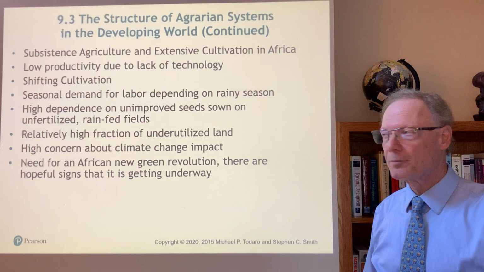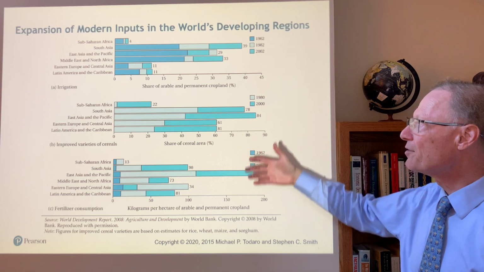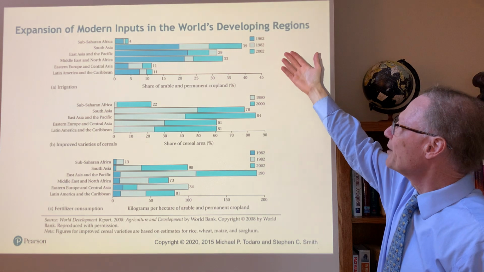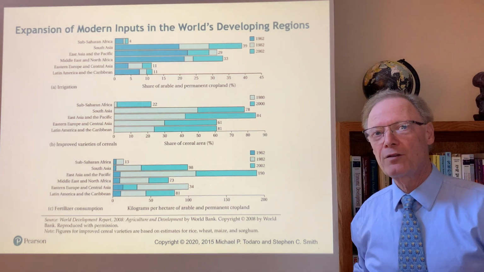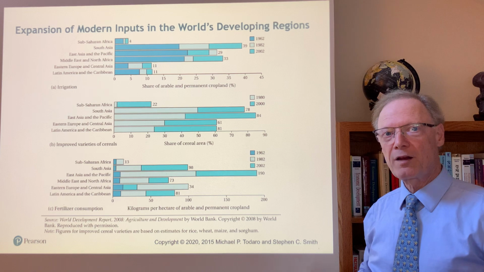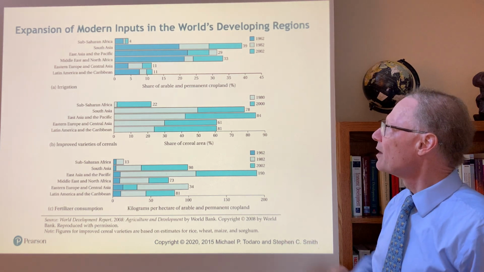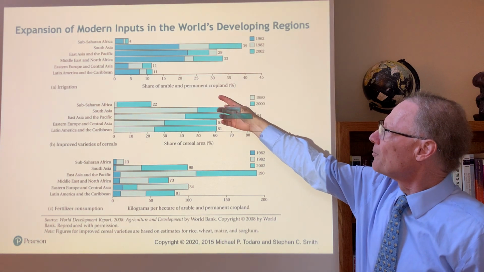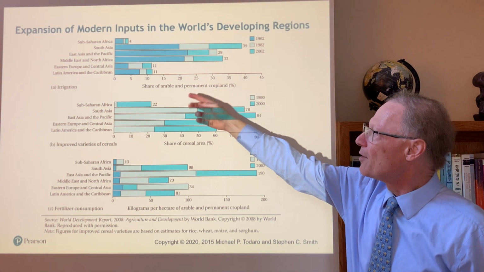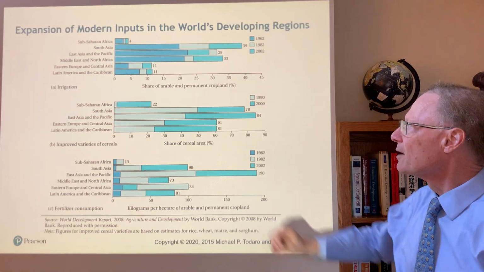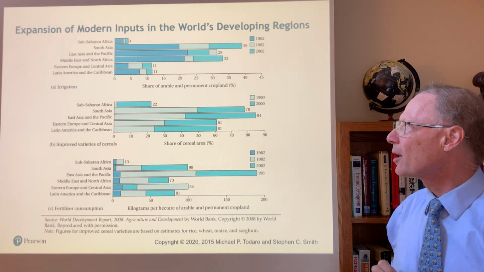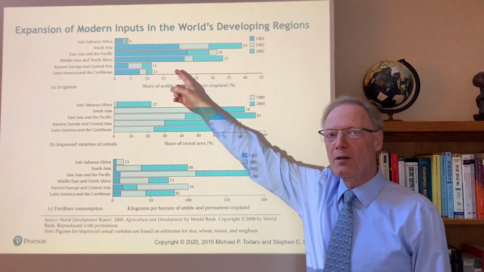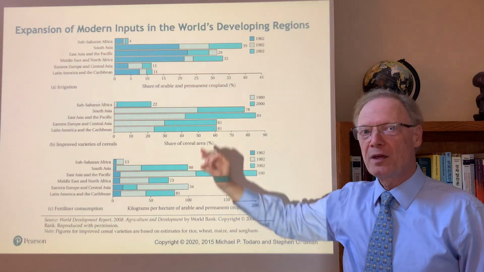Here's a comparison of the use of modern inputs over 20-year periods: 1962, 1982, 2002. There's been some continued progress, but the patterns look broadly the same. With respect first to the share of arable and permanent cropland that has irrigation, very striking is how little irrigation there is and has been in sub-Saharan Africa. We still think this number is well under 7% of the land being irrigated.